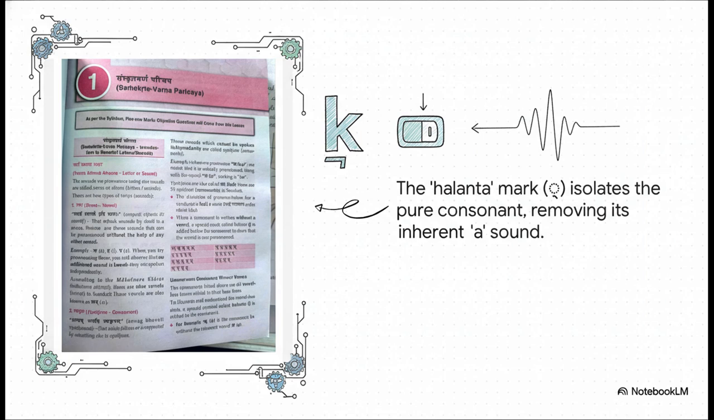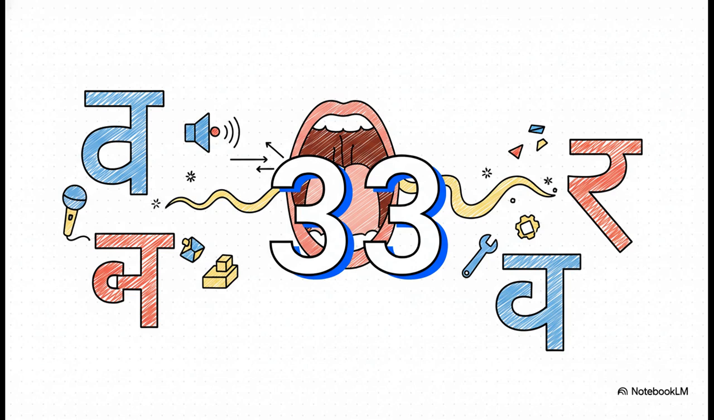So you might be wondering, how do you get just the pure consonant sound? Well, Sanskrit has this really clever little tool called a halanta. See that tiny little slash under the letter? It's basically a mute button for the vowel. It strips away the built-in ah sound that comes with every consonant, leaving you with just the raw sound, like the pure k in k. So how big is this toolkit of consonants? Well, there are 33 of them. 33 core sounds that are just waiting for a vowel to give them a voice.